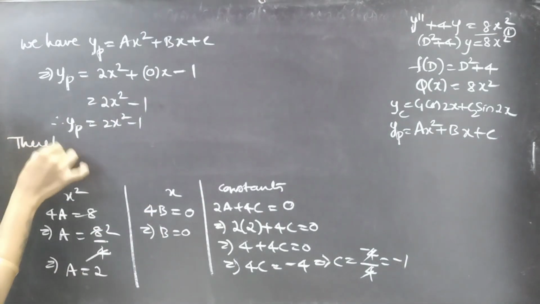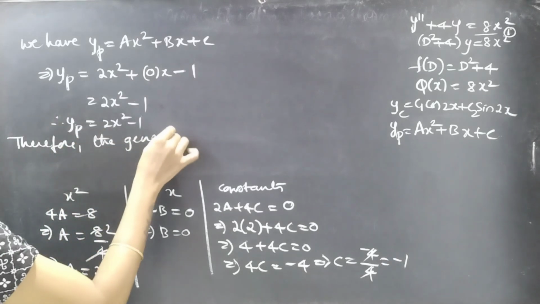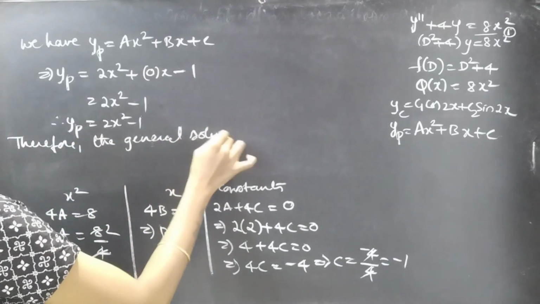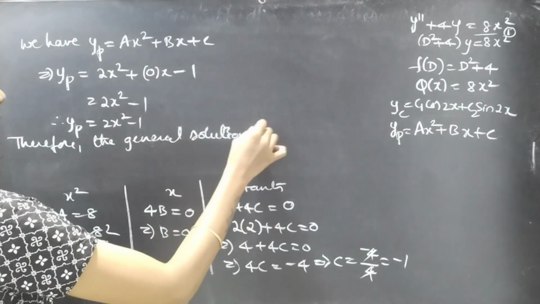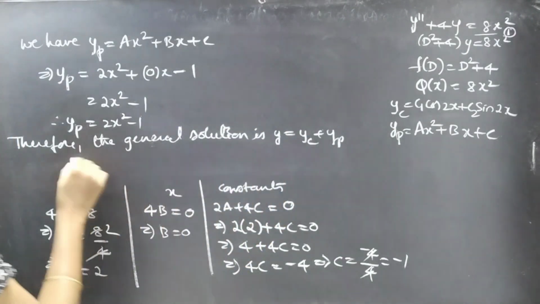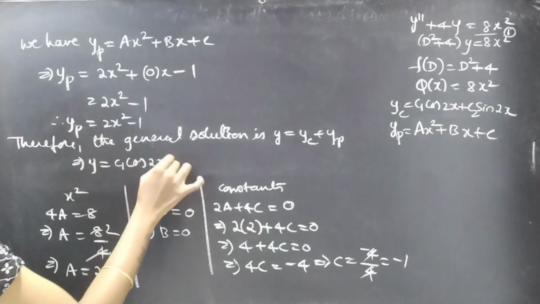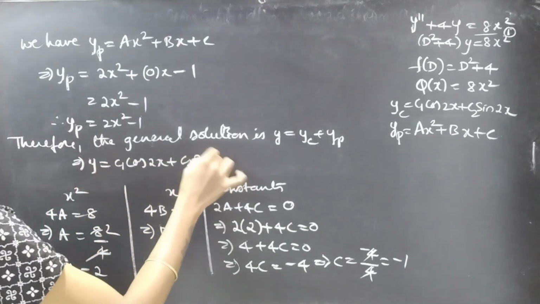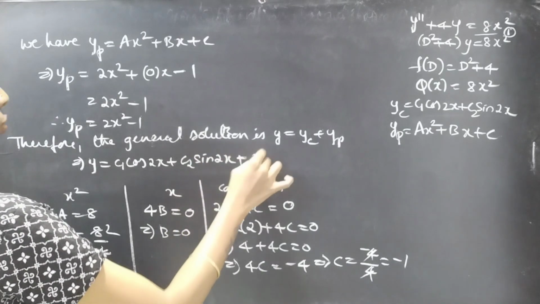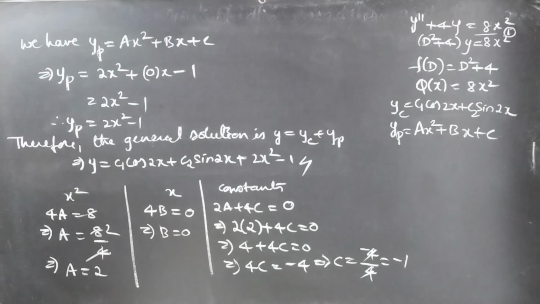Therefore the general solution is given by y = yc + yp. Then y = c1 cos 2x + c2 sin 2x + 2x² - 1, which is the required solution.